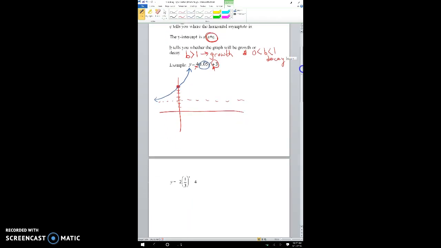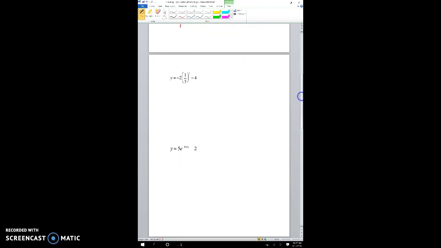Okay. Next example. y equals negative 2 times 1/3 to the x minus 4. Horizontal asymptote is going to be at negative 4. Okay, so for a second, notice that there's a negative out front of here. It's a negative 2. For a second, I'm going to pretend that I'm graphing the function positive 2 times 1/3 to the x minus 4.